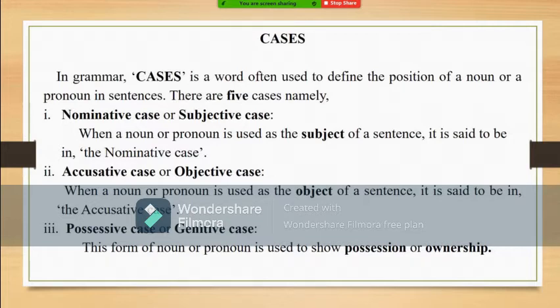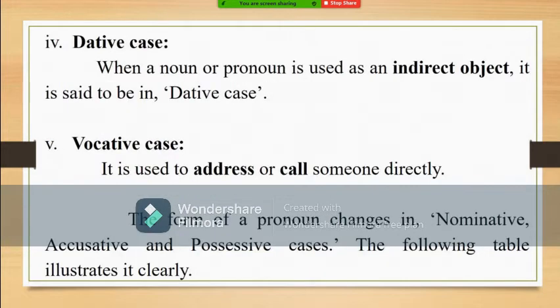This form of noun or pronoun is used to show possession or ownership. The fourth one is dative case. When a noun or pronoun is used as an indirect object, it is said to be in dative case. Fifth one is vocative case. It is used to address or call someone directly. Now, I have read out the important points, but I want to explain it now.